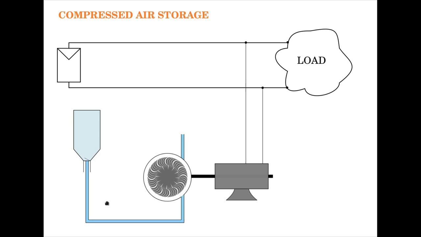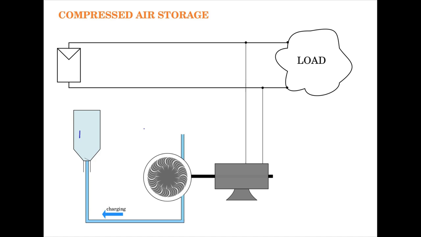So in this way you can charge up this compressor by taking the electrical energy, the excess energy from the PV panel, passing it through the motor, converting it into mechanical, and from the mechanical into hydraulic pressure and pushing it into this container. And this is the charging process, or energy storage process.